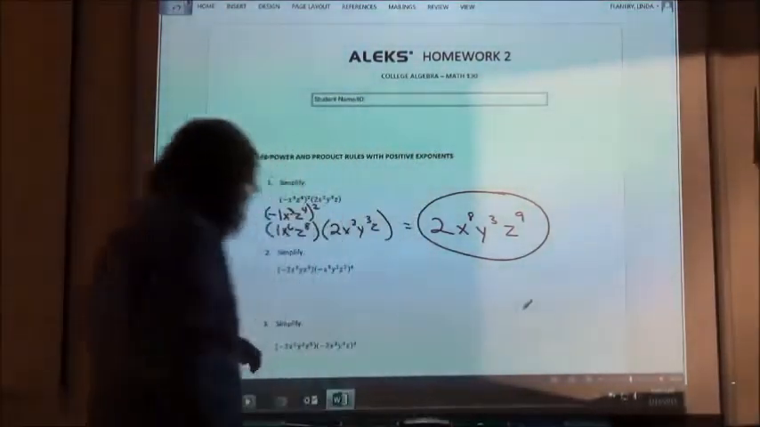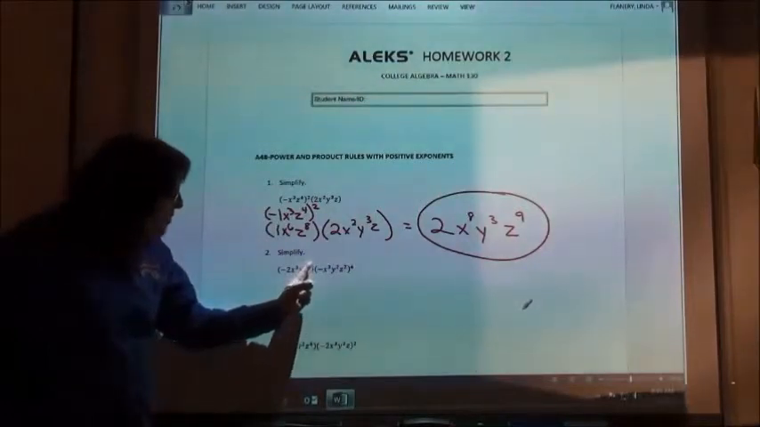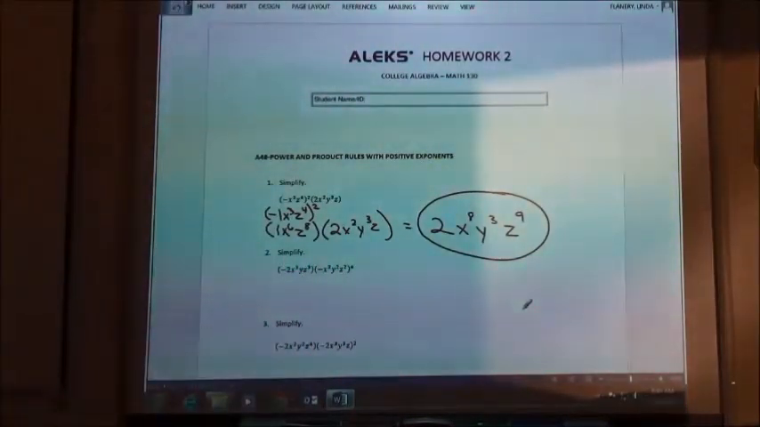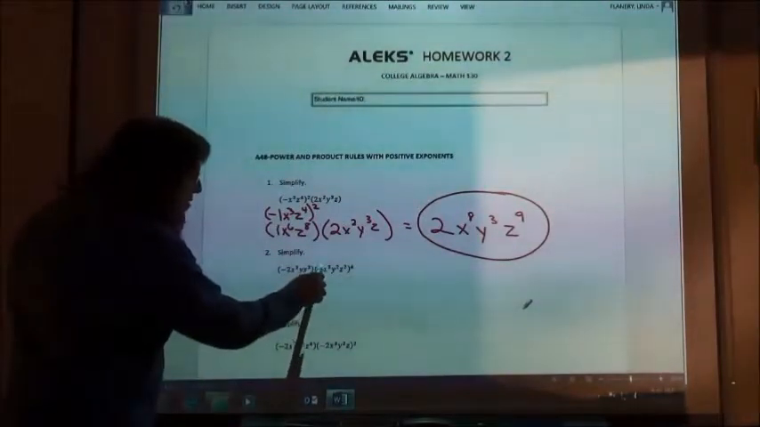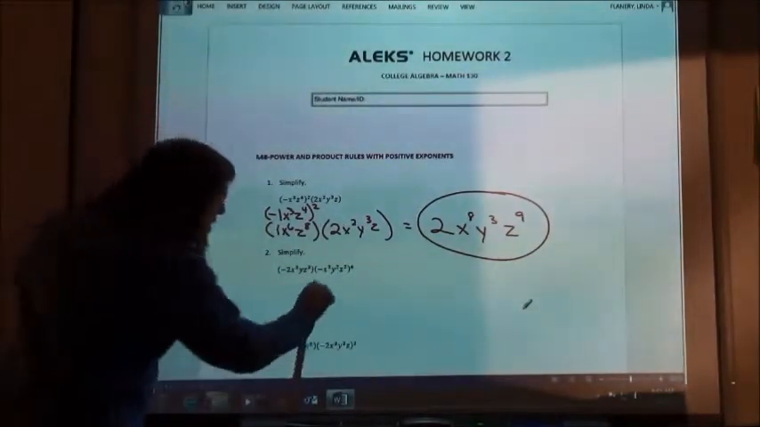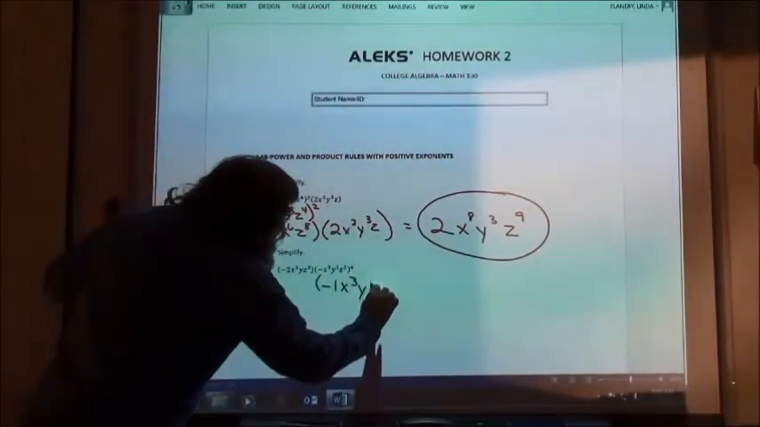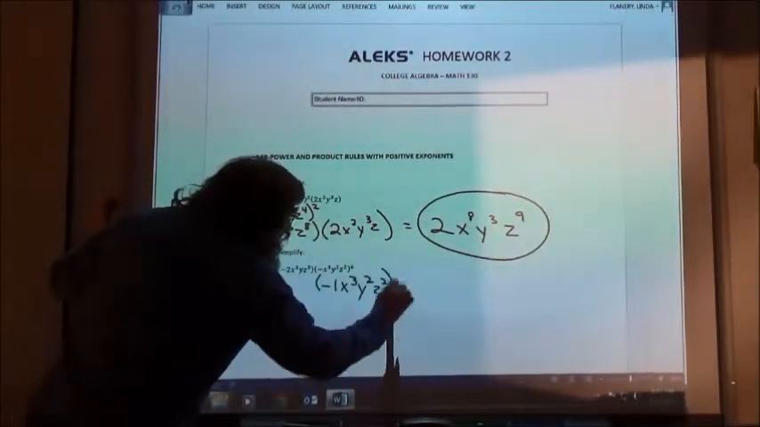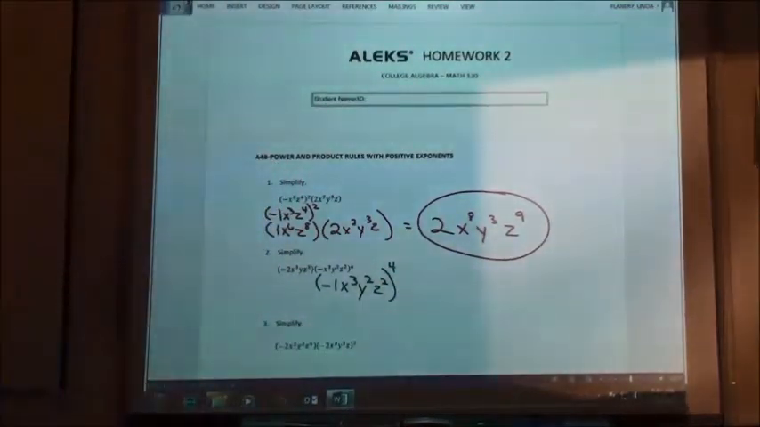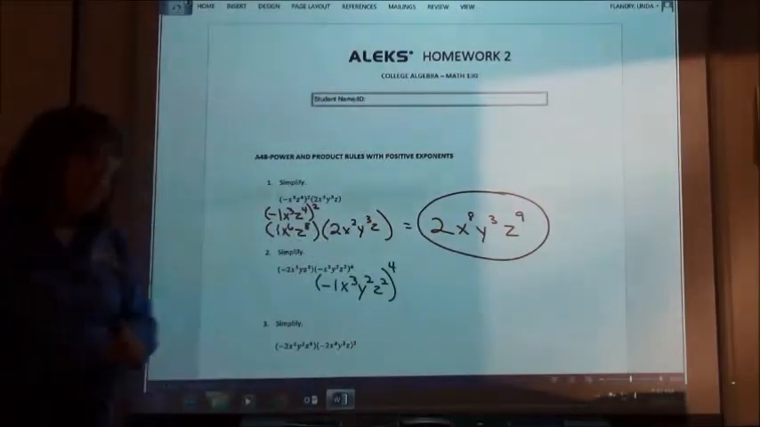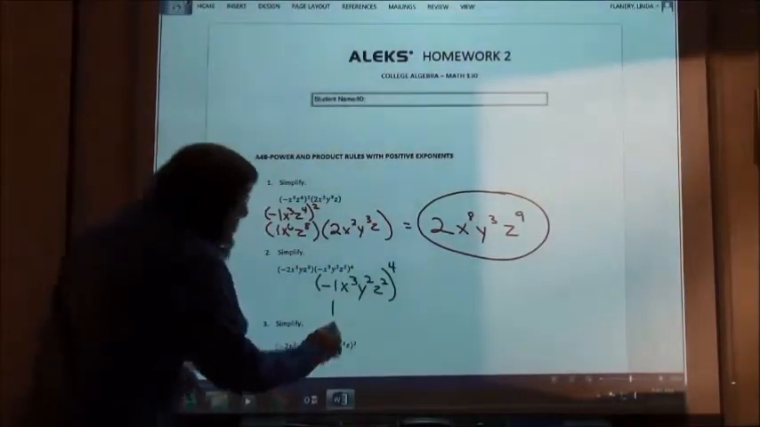So on the next one, if I look at that, there's not an exponent on the outside of the first expression, but there is one on the second expression. So I want to use that one first. Again, this one has that plain negative sign. So I'm going to write it as -1 x cubed y squared z to the 2nd. And if I raise that to the 4th power, -1 to the 4th power, I'm going to make that +1.